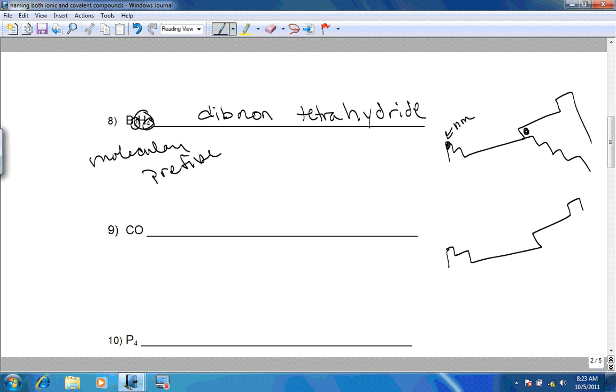Number 9. Carbon is here, oxygen is here. They're both nonmetals, which means that it's going to be a covalent bonding because the electrons are going to be shared. It's going to be molecular, which means we're going to be using prefixes. The first one is 1, so I don't have to write mono. I don't have to write a prefix for that. The second one is 1, but I do have to write mono for that one because it's only the first one that has the exception. Then it's oxygen, so it's oxide. So it's carbon monoxide.